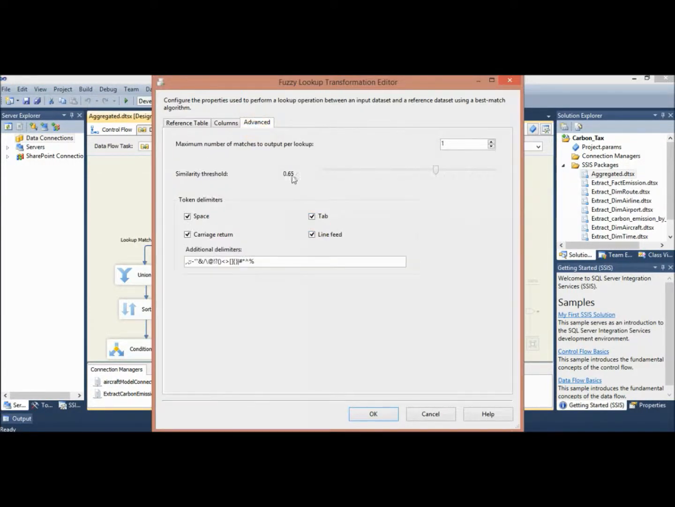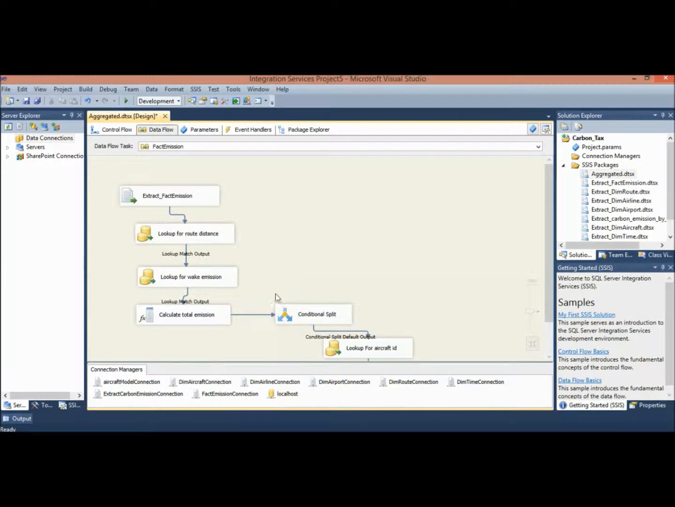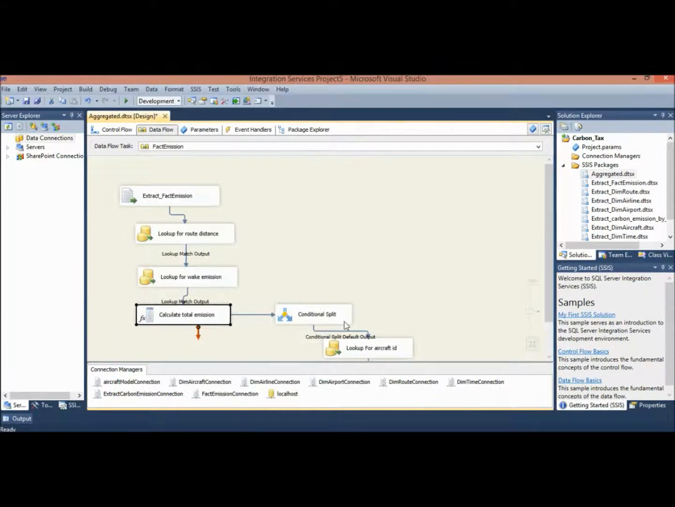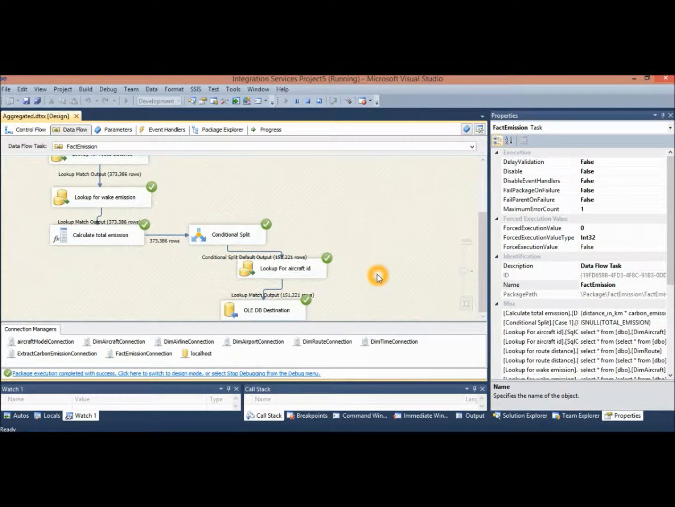The threshold similarity score we use is 65%. Secondly, we use the calculation function to help us calculate the necessary measures in order to answer our business questions. And here is the formula. Now, let's run the ETL process. And it's done.